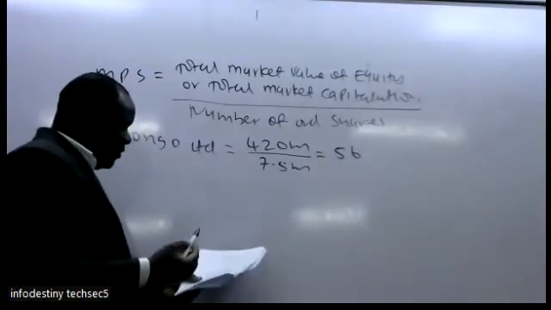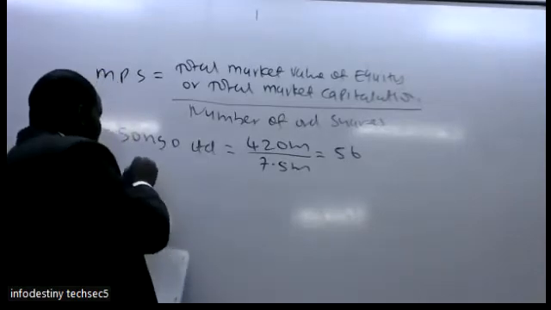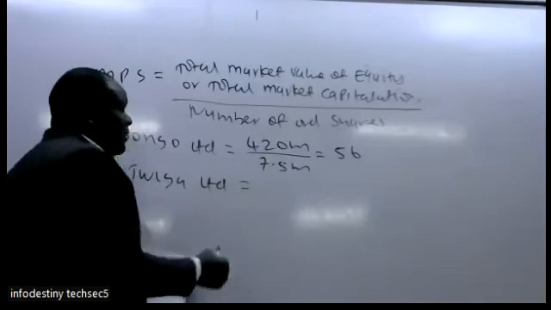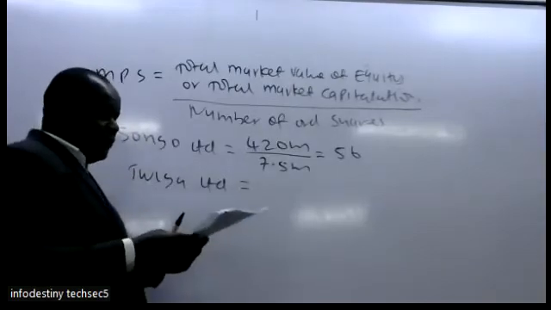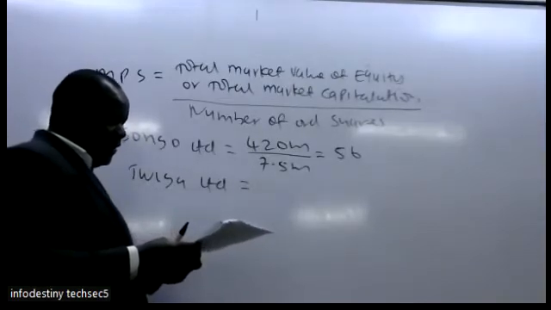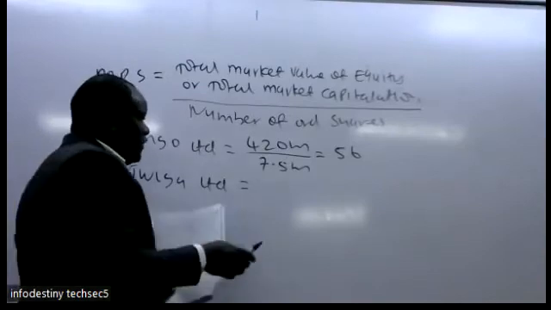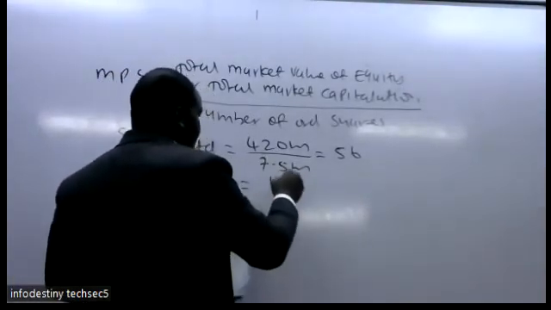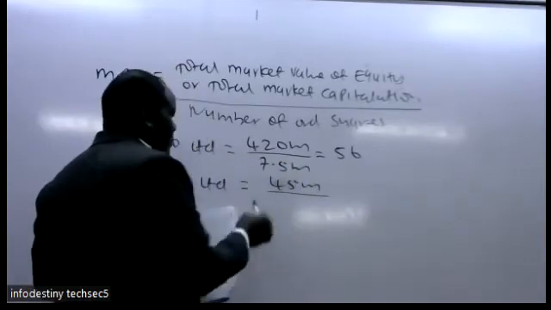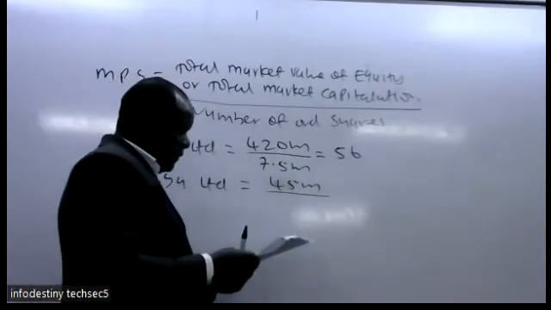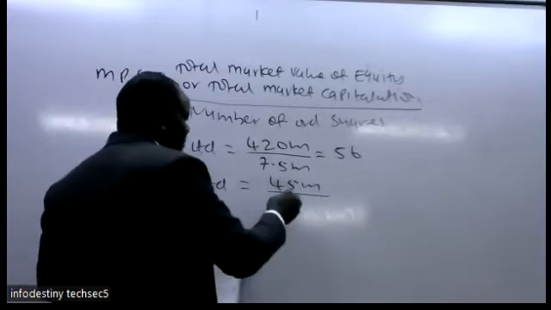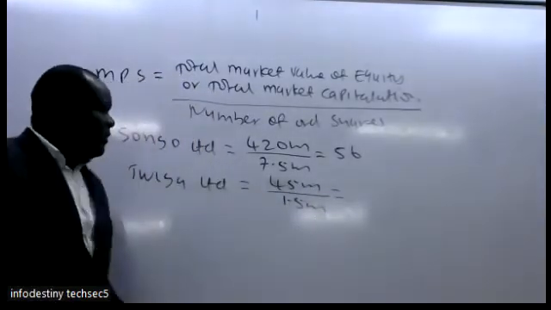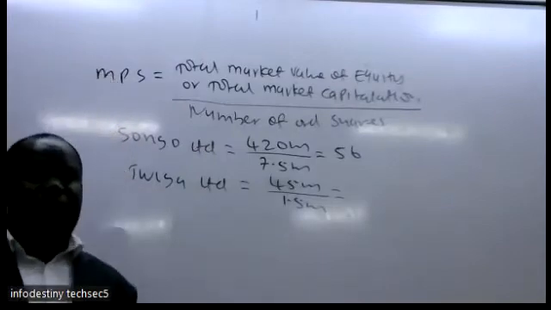Then we also calculate the one for Trigger Limited. So for Trigger, you take 45 millions. We divide by what? 1.5 millions. So that should be able to give us which total?